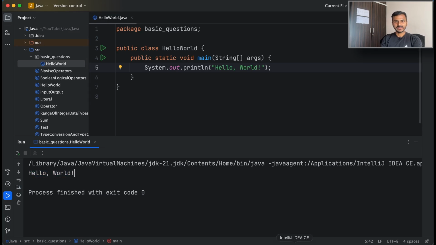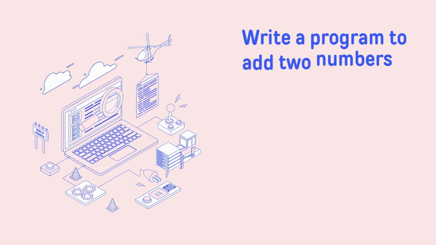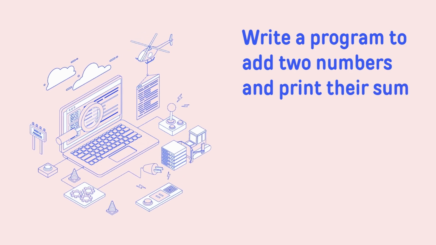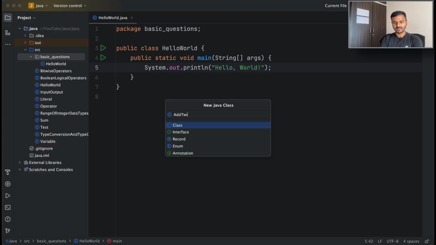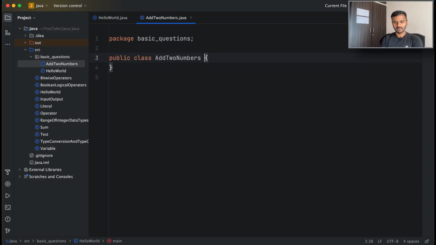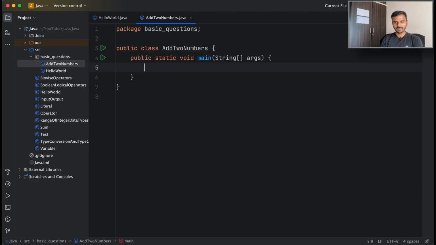Now, moving on to the next question, which is to add two numbers. Let's create a Java class first, and let's name the class as add two numbers. And over here as well, we will have a public static void main method. And here, what we need to do is we need to add two numbers. So we will need to create two variables to store those numbers, right? So let's do that. We'll say int num1 and we will say int num2.